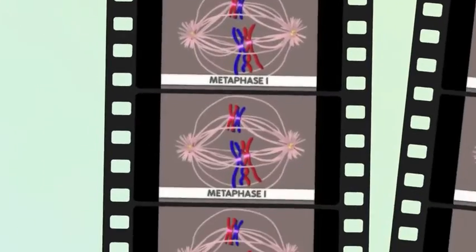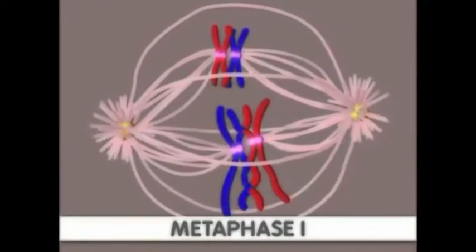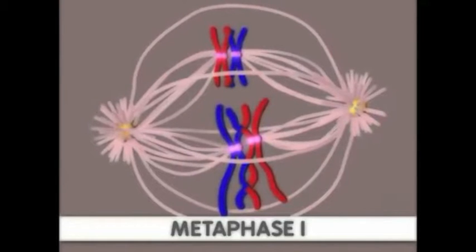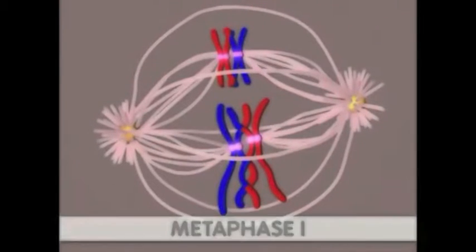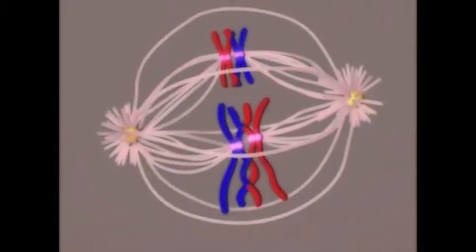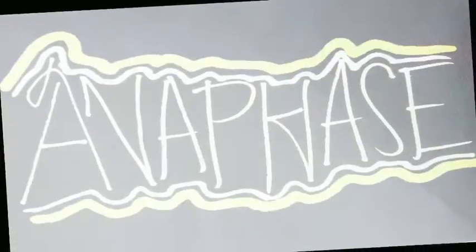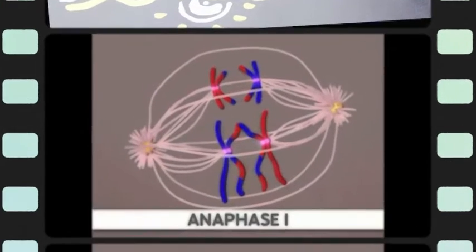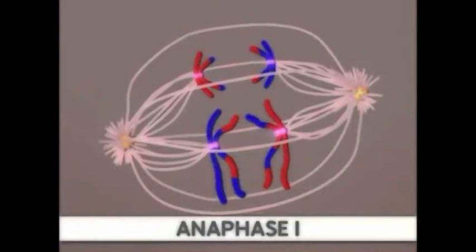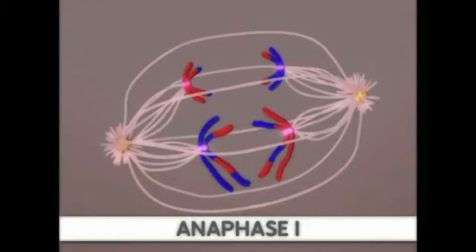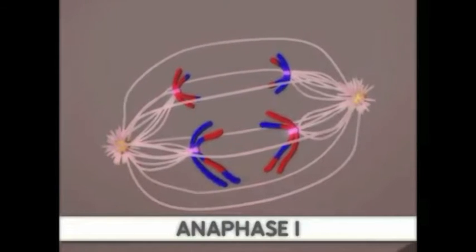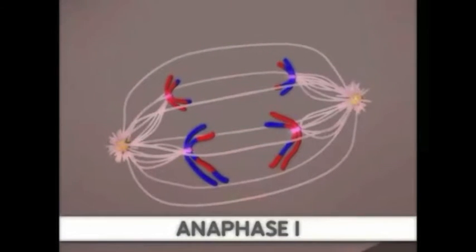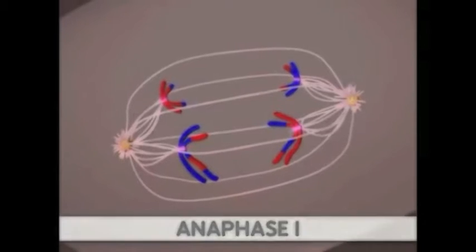METAPHASE 1. Here, they're aligned at the equator of the cell. Different alignments result in different combinations. Each time, meiosis occurs. ANAPHASE 1. During this phase, homologous chromosomes separate and migrate to two poles of the cell. It is important that the sister chromatids remain attached at their centromeres.